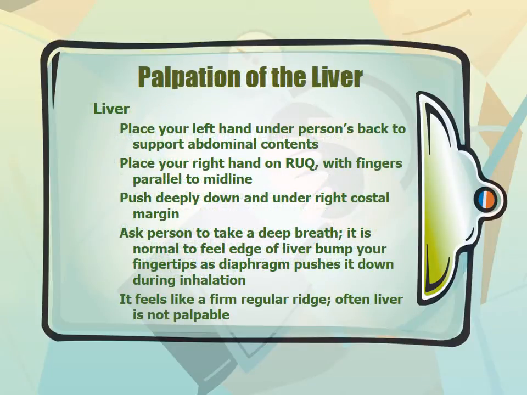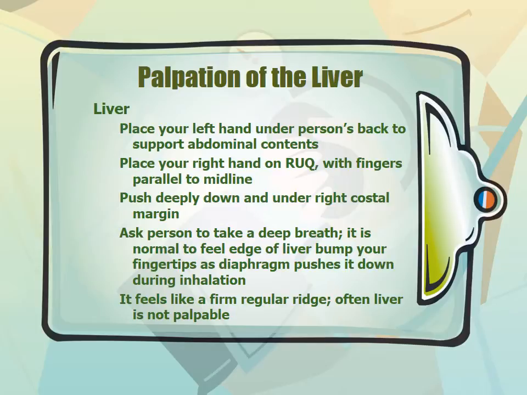All right, so palpating the liver. We know that we are going to take your left hand, because you're on the right side of the individual, right? And you're going to place it under the person's back to help support those abdominal contents. That's the reason that we're doing it. Then we're going to take our right hand and place it on the right upper quadrant with our fingers parallel to the midline. Okay, so our fingers are pointing towards midline or towards the center of the abdomen.